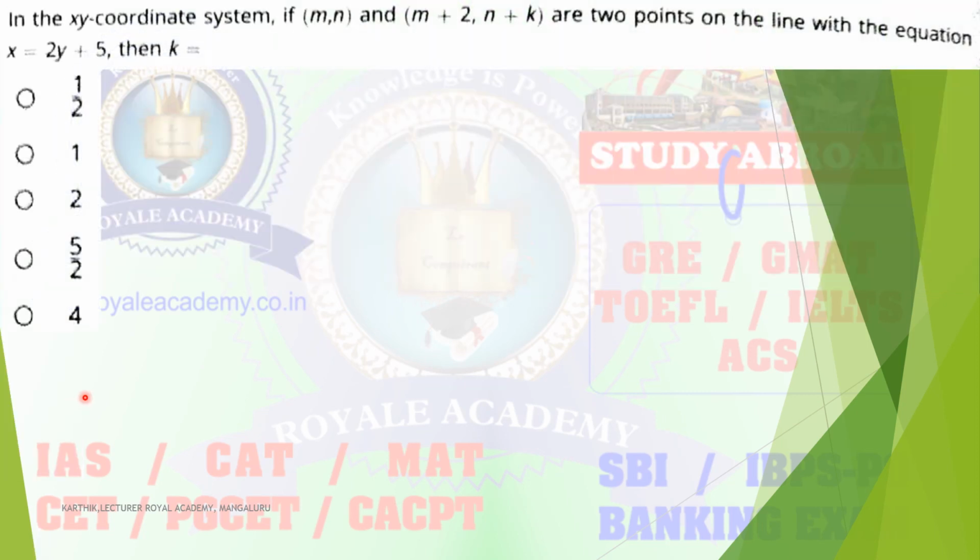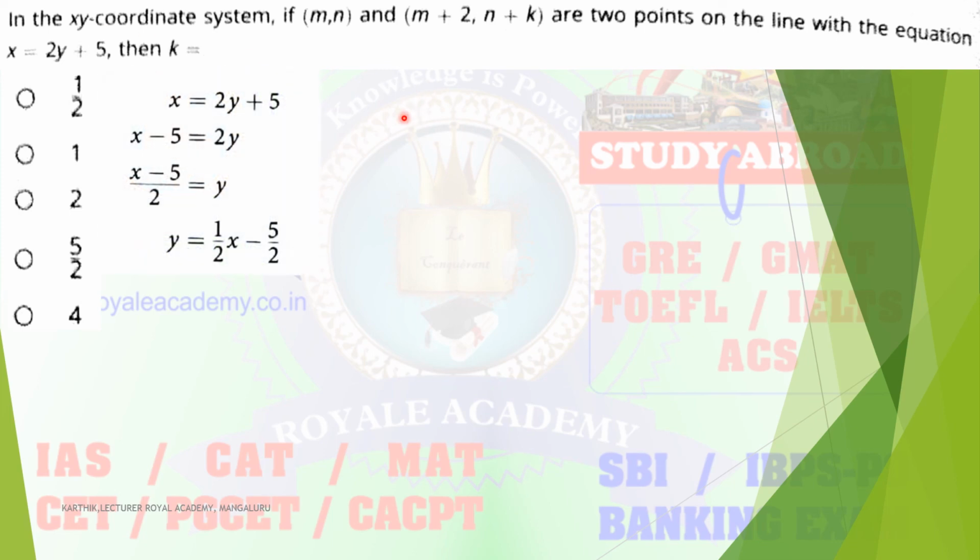Next one. In the xy coordinate system, if m, n and m plus 2, n plus k are 2 points on the line with the equation x is equal to 2y plus 5, then what is the value of k? You have to determine the value of k. In the coordinate system, always remember the equation y is equal to mx plus c. Just convert this equation into that form, then you can easily simplify and find out the answer of k.